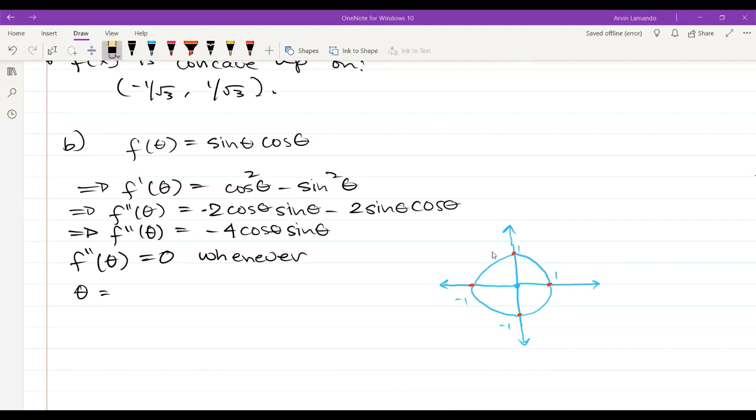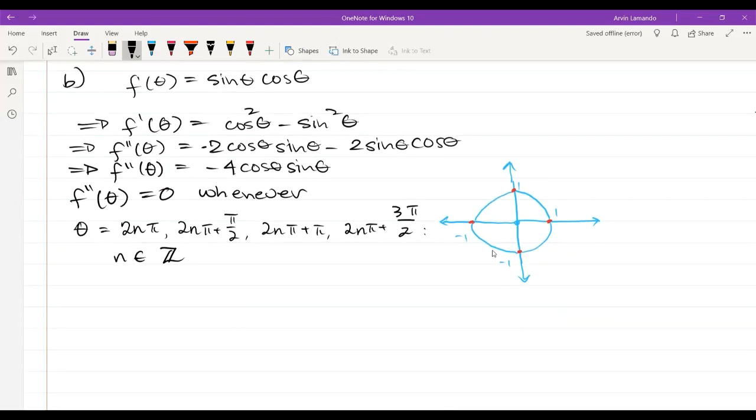Okay, so the zeros are given by 2n pi, 2n pi plus pi over 2, 2n pi plus pi, and 2n pi plus 3 pi over 2, for all n in Z, the set of integers.